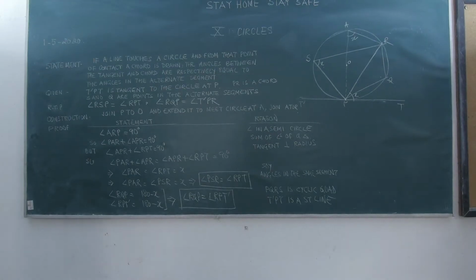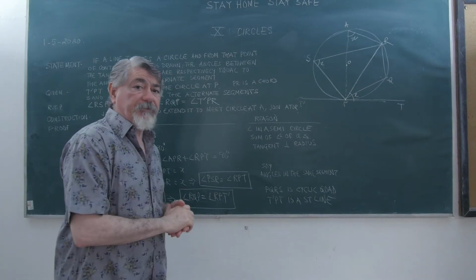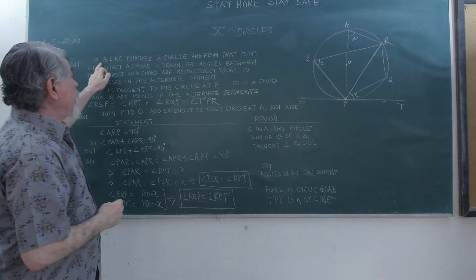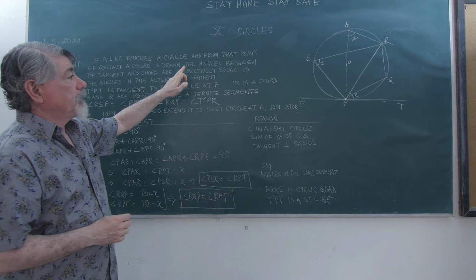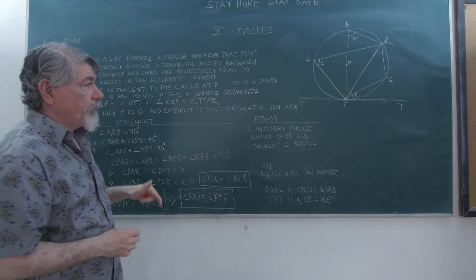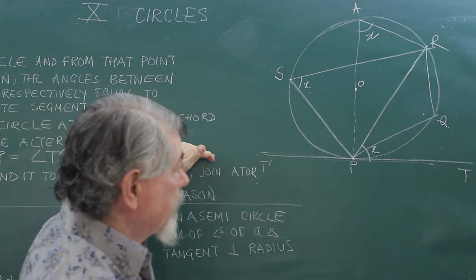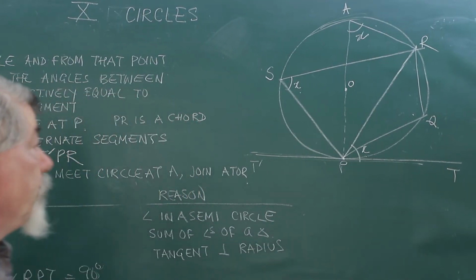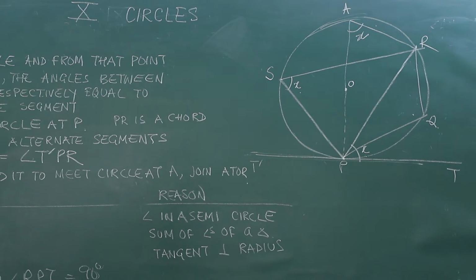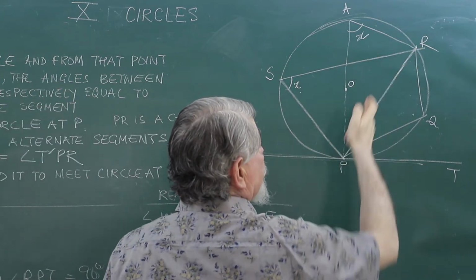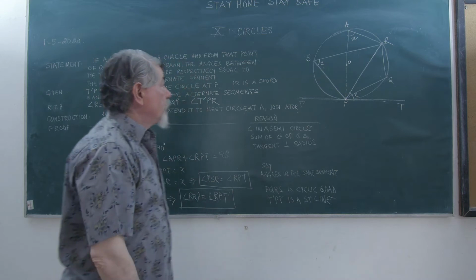A very interesting theorem about the angle between a tangent and a chord. It says if a line touches a circle, for example here T'PT is a line which touches the circle at point P, and from the point of contact a chord is drawn. PR is a chord which is drawn through this point of contact.